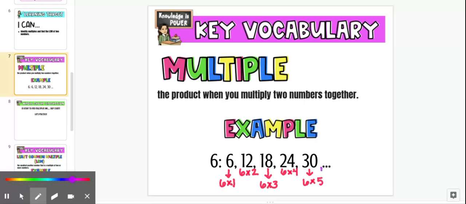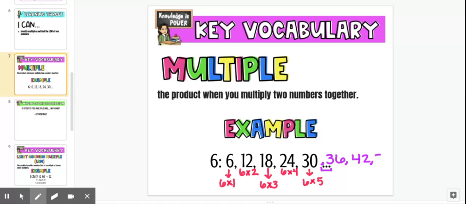Notice, though, we have this dot, dot, dot. There are an infinite number of multiples because we could keep going on. We could say, okay, well, we have 36 and 42 and 48, and so on and so on. So we could just keep going. So that means you could never find all the multiples of 6, even if you tried, because it would just go on forever.